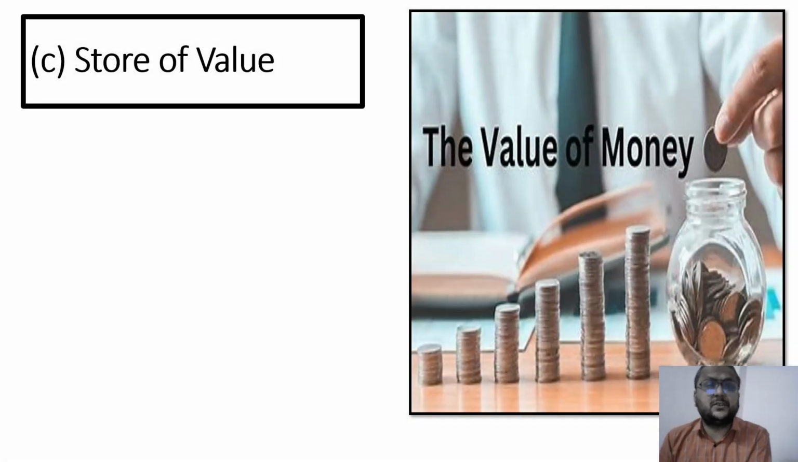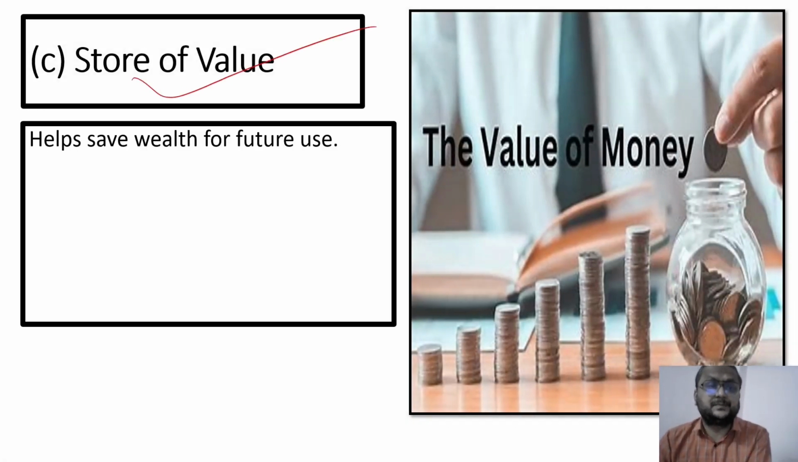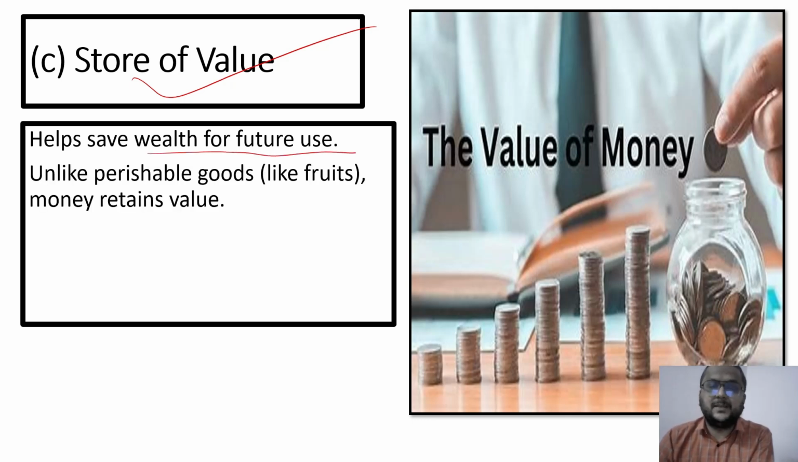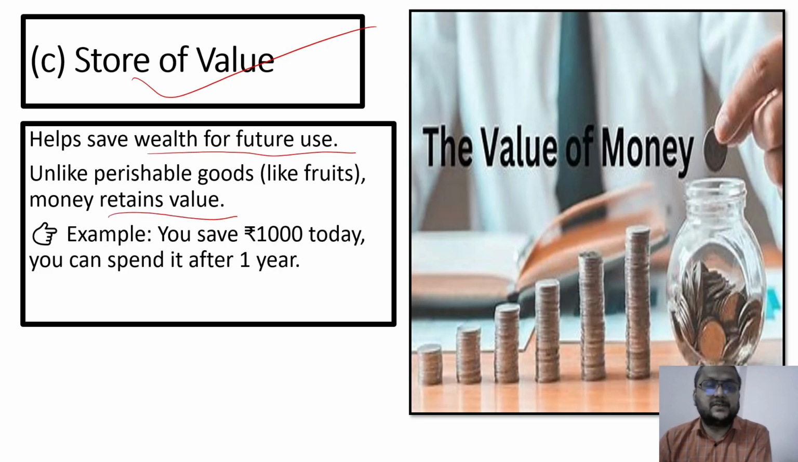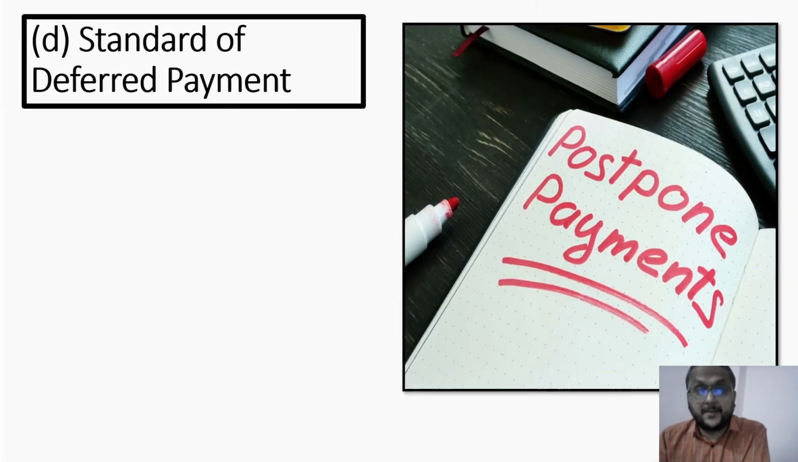The next function of money is store of value. It helps save wealth for future use. Unlike perishable goods like fruits, tomatoes, etc., money retains its value. For example, you save rupees 1000 today, you can spend it after 1 year. So that is also an essential function of money.